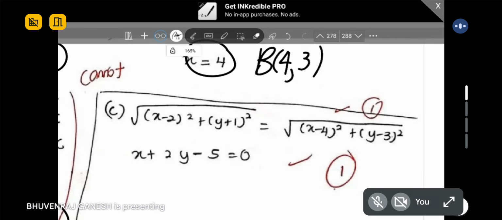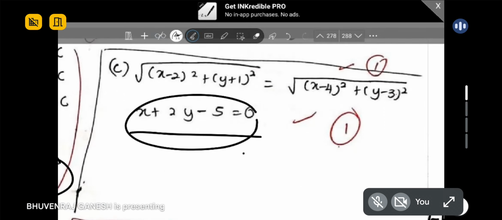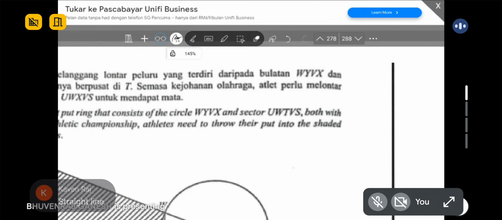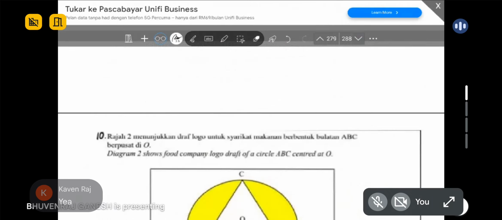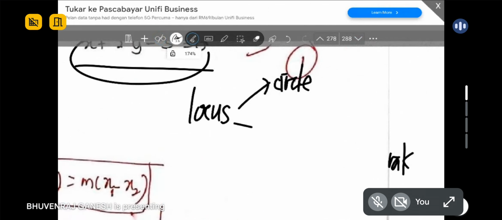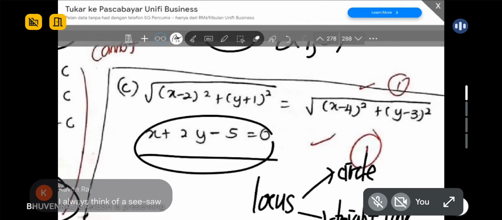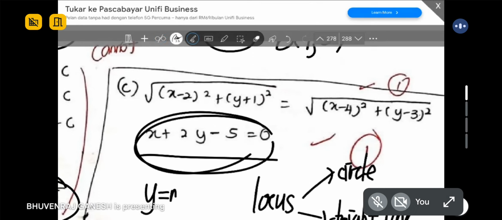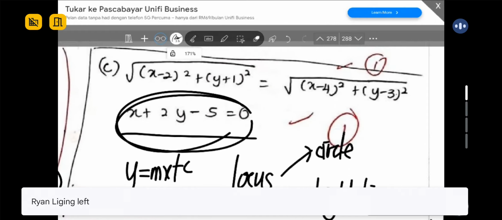Just guna rumus dia, and then you will get the answer for locus. Okay, take note guys. Locus doesn't mean always circle. Locus can be a circle, bulatan. It can also be a straight line. You must remember that. Okay, locus can be circle or straight line. There is two possibility, guys. Dia boleh bulatan, dia boleh garis lurus. That's why you see your answer here. Tengok jawapan dia. Y equal mx plus c kan. You guys can arrange in this format, right? So it's actually a straight line in this question. Your locus. Okay? Understand guys how to do it?